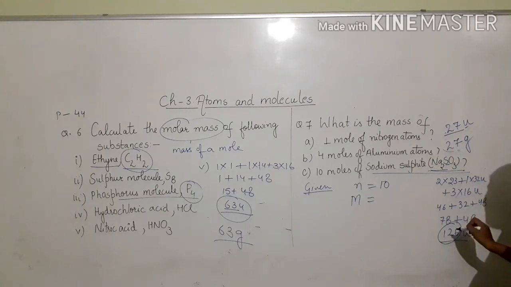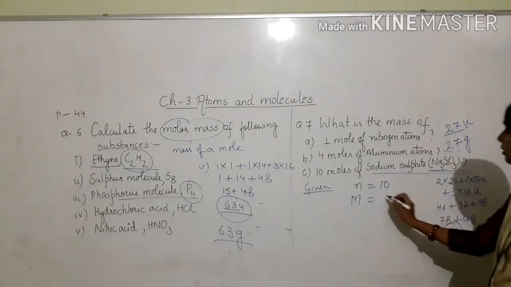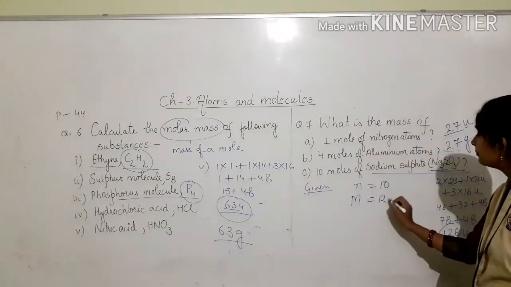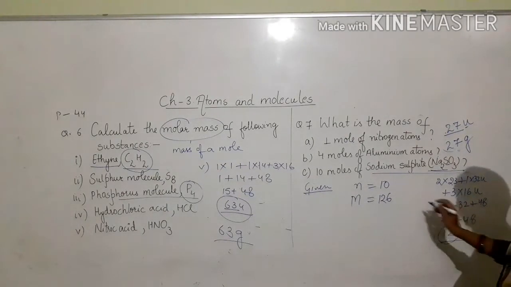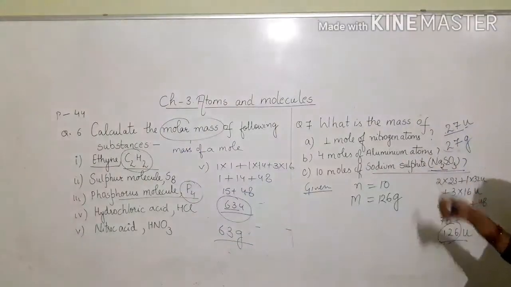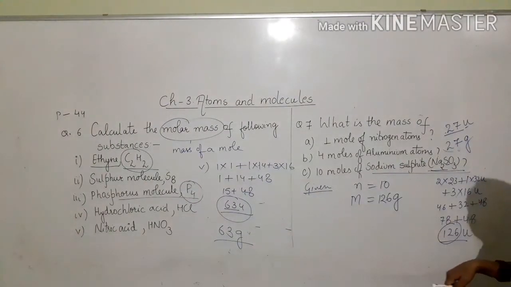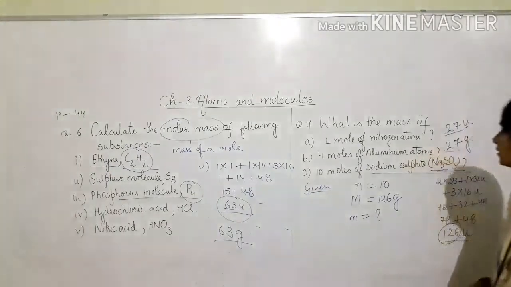The same numerical value will be of its molar mass, denoted with capital M, that is 126. But in place of unit U, we will write unit g. So what is the molar mass of sodium sulfite Na2SO3? It is 126 gram. Now we have to calculate mass.